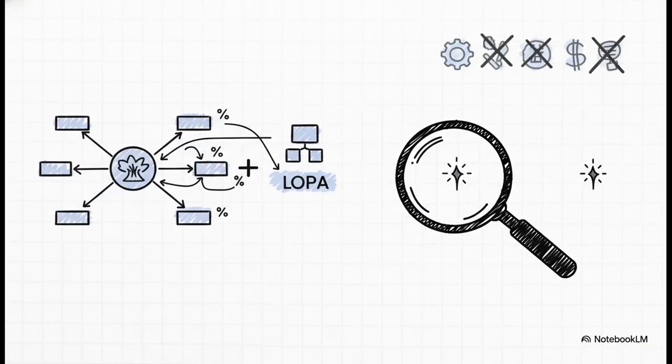And to get that mathematical proof, you integrate the bow tie with other really powerful methods, like LOPA. By assigning a specific probability of failure to every single barrier, you can calculate the exact residual risk. That's the risk that's left over after all your controls are in place. This is what transforms the bow tie from a static diagram into a dynamic, data-driven safety tool.